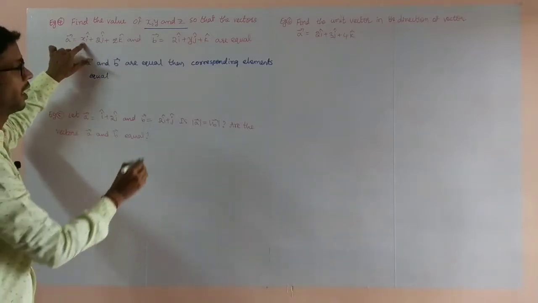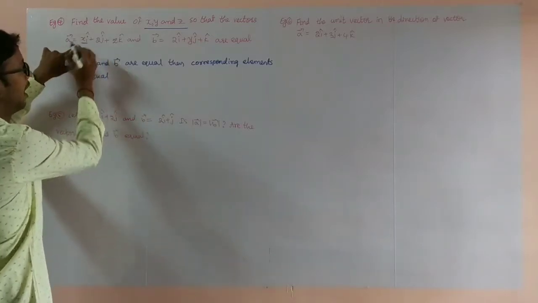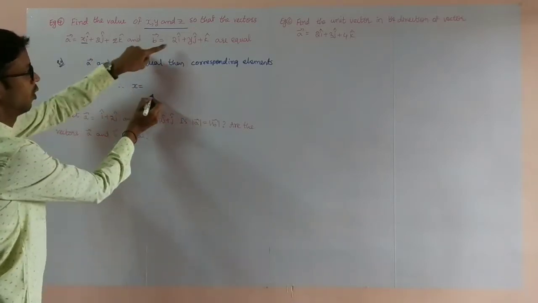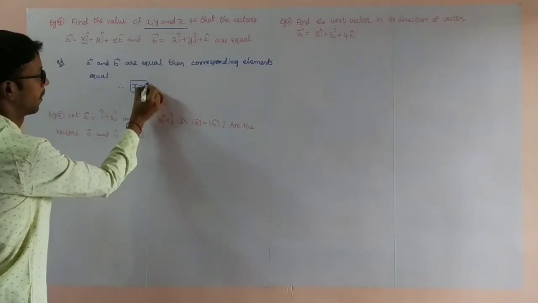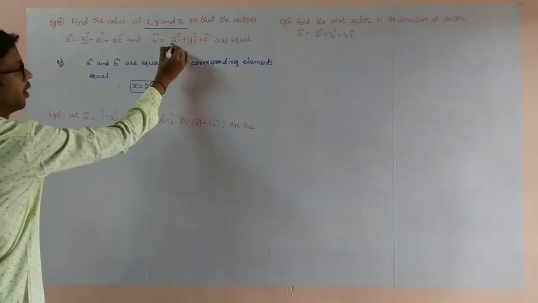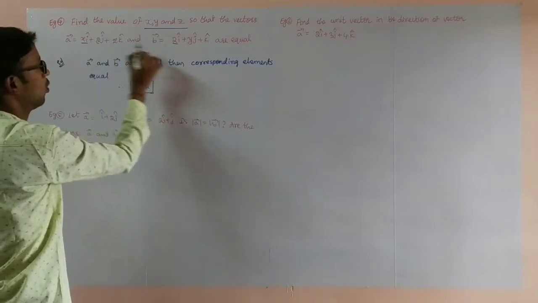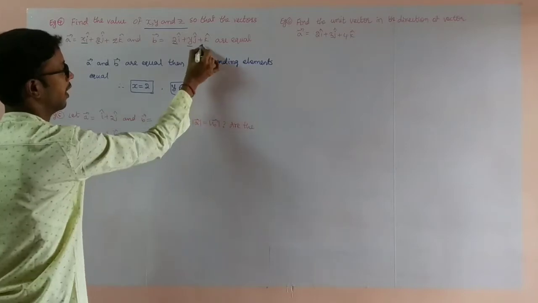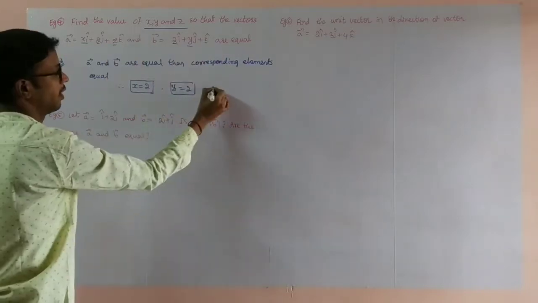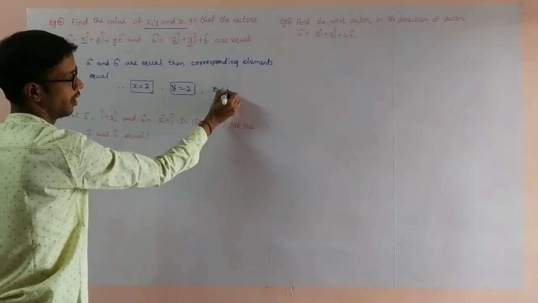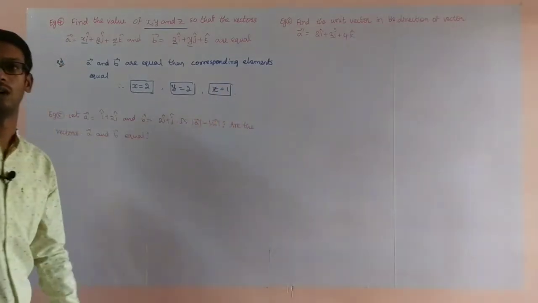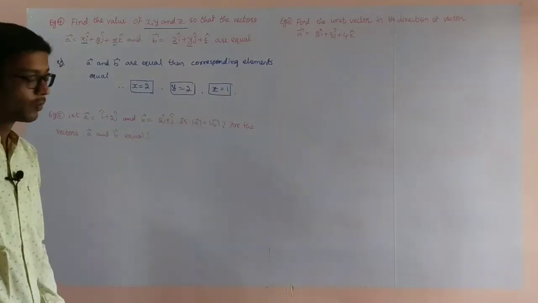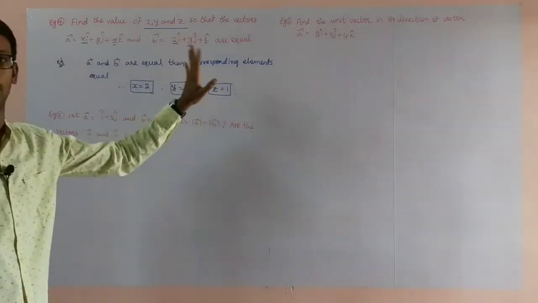What are the corresponding elements here? The i cap component is x. Therefore, x equal to 2, because of the corresponding element. Next, 2 is equal to y, so y is equal to 2. Next, the k component: here z is there, and here nothing is there, which means 1. So z equal to 1. So these are the x, y, z values. Equal means corresponding elements are equal.